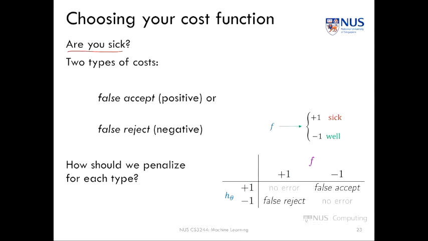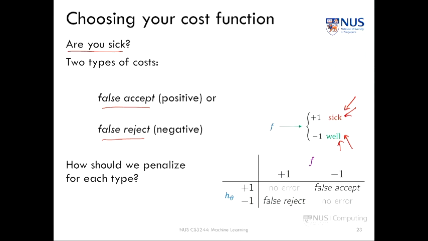We might build a classifier to predict whether you're sick or not, where a positive case is when you're sick and a negative case is when you're well. In this case, we can have two different types of mistakes. We can have a false accept, or false positive, meaning that the classifier falsely predicted that you were sick, but you were actually well, a negative case. And in the converse, you could also have a false reject, or false negative, mistake, where the classifier incorrectly thinks that you are well, but in actuality, you are sick.